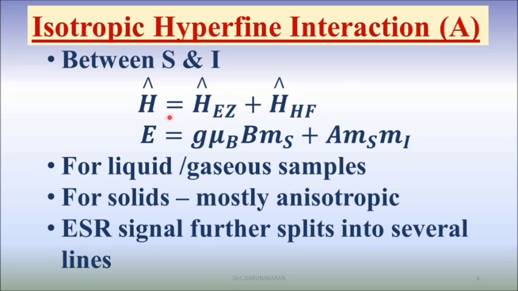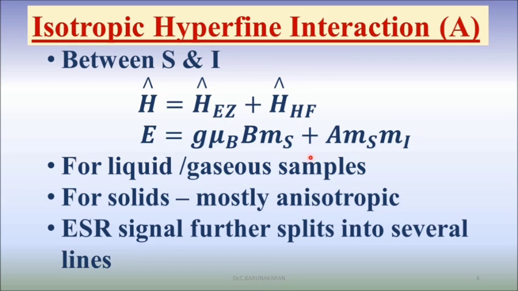The spin Hamiltonian for EPR is H cap equal to H cap electron Zeeman plus hyperfine coupling interaction. The energy corresponding to this Hamiltonian is given by this. We have studied this: g mu B B Ms, where Ms is the quantum number plus or minus half, and the hyperfine coupling term. A is the hyperfine coupling constant. Ms is the spin magnetic quantum number, and MI is the nuclear magnetic quantum number.